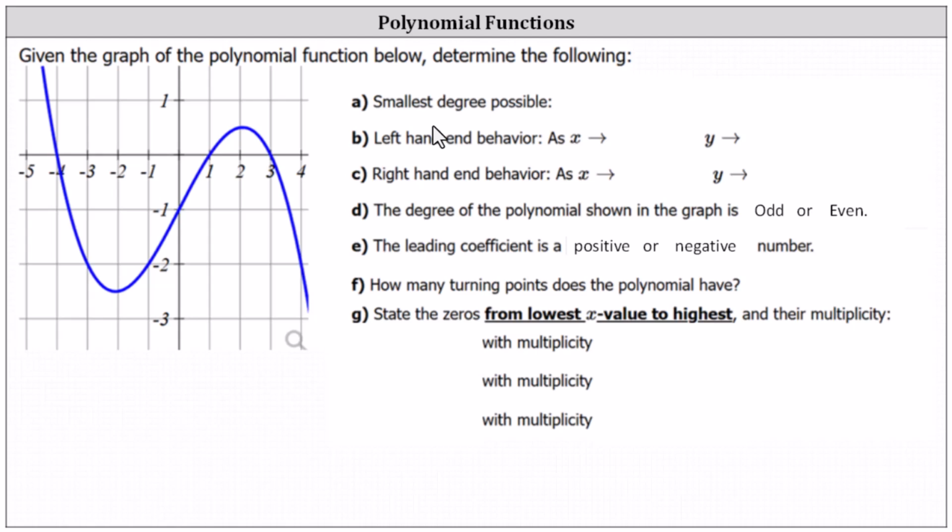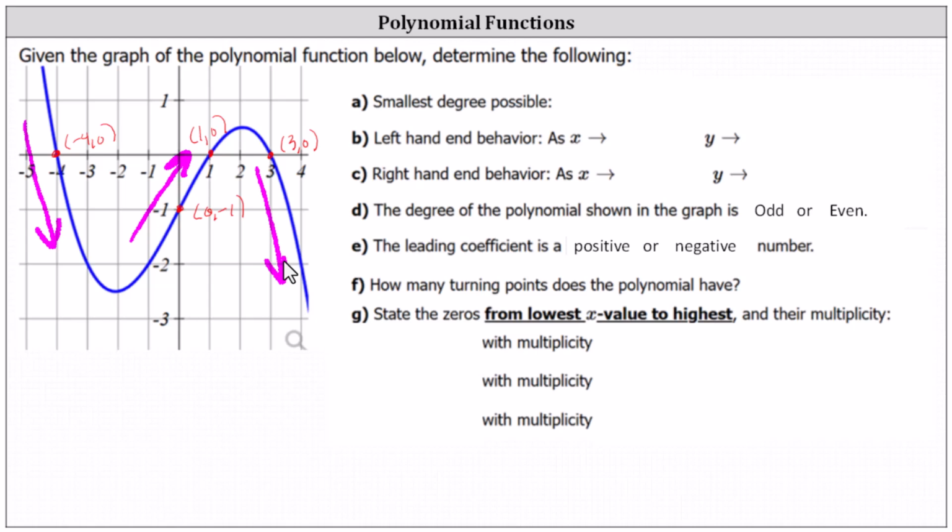Let's begin by analyzing the graph. Notice we have three x-intercepts: (-4, 0), (1, 0), and (3, 0). We also have a y-intercept of (0, -1). Notice from left to right, the graph goes downhill, uphill, and then downhill. This indicates the function is decreasing, increasing, and then decreasing.